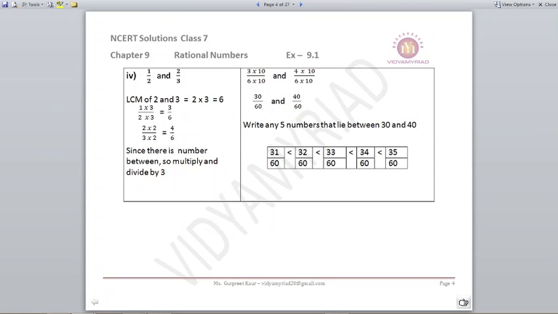Next, 1 by 2 and 2 by 3. Take the LCM of 2 and 3 to make the denominator the same. So the new fractions become 3 upon 6 and 4 upon 6. Now between 3 and 4 there is no number. So I have multiplied and divided both the numbers by 10. So it becomes 30 upon 60 and 40 upon 60. My denominator is the same. Now between 30 and 40 there are more than 5 numbers, but we can choose any 5 of them and write down our answer.